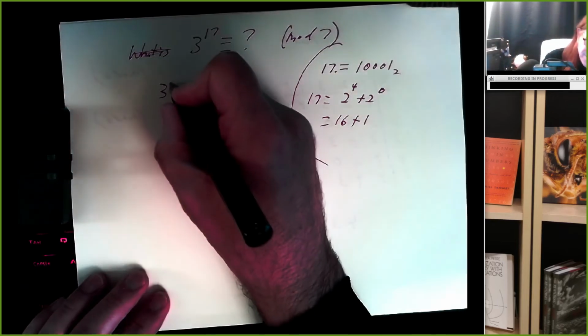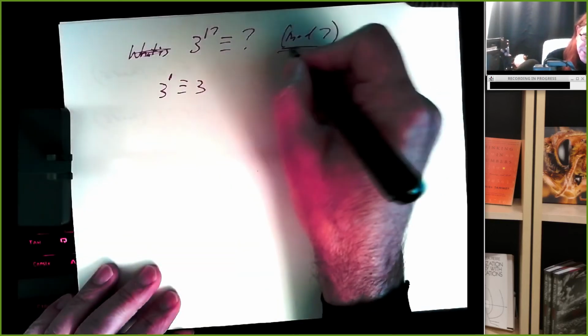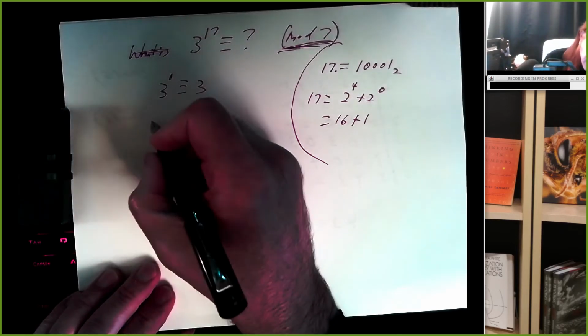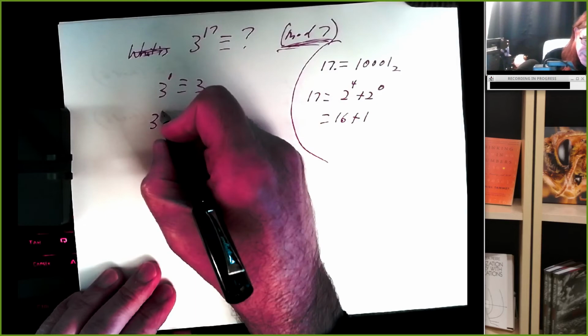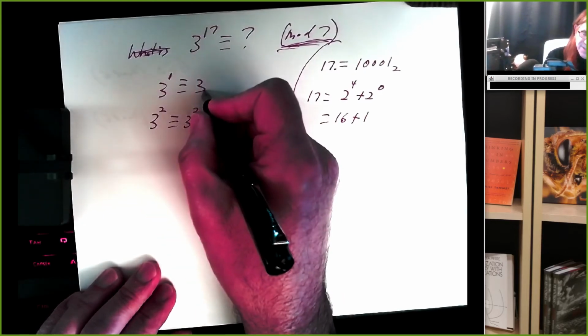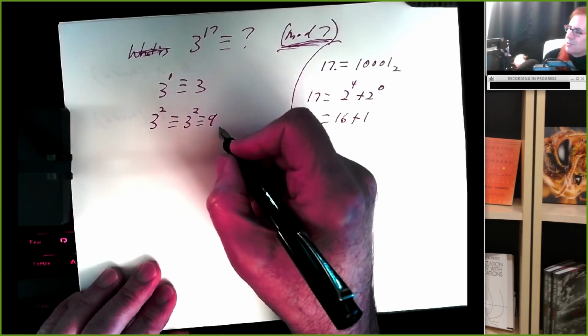We say 3 to the 1st is just congruent to 3. And this is all modulo 7, I won't keep writing that. 3 to the 1st is just 3. If we square both sides, 3 squared is 9, and what is 9 congruent to modulo 7?